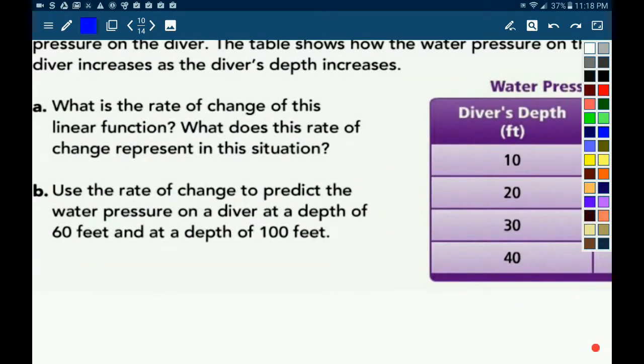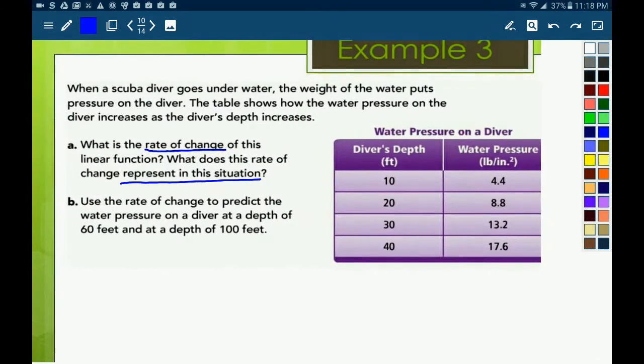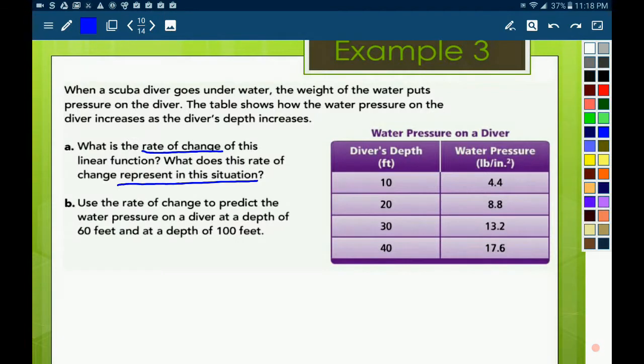Okay, so first thing we're looking for is the rate of change. And what does the rate of change represent in the situation? That's really important. We want to answer both of those questions. We're going to answer what it represents by looking at the titles of what's in the table. Okay, so first let's actually calculate what the rate of change is. In the inputs, I'm seeing add 10 each time.